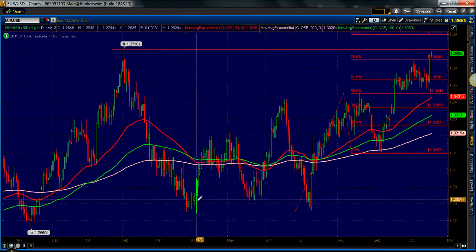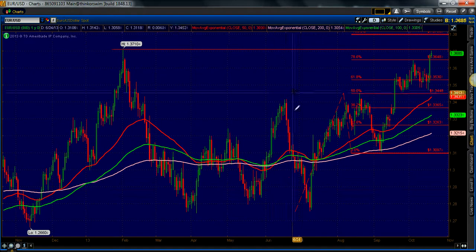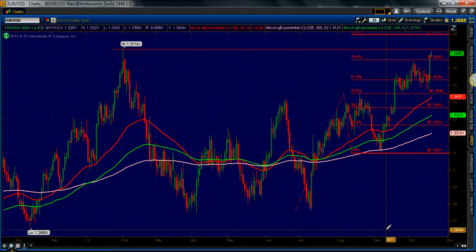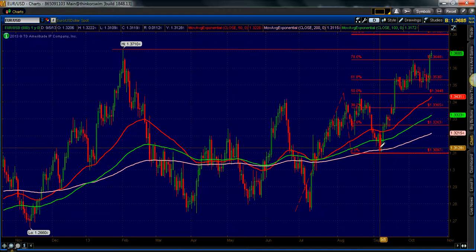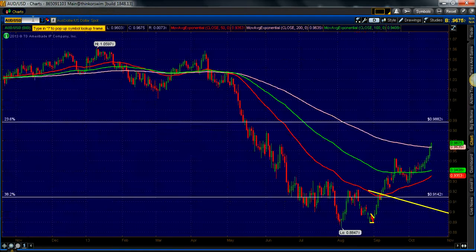This pair for a long time was kept in a pretty good range, close to those EMAs. You can see we bounced nicely off this 200. So keep your eye on that. We're maybe a little bit overextended. We may see a pullback here to start the week, but in general, 1.38 would not surprise me in the slightest. Let's go to Aussie.